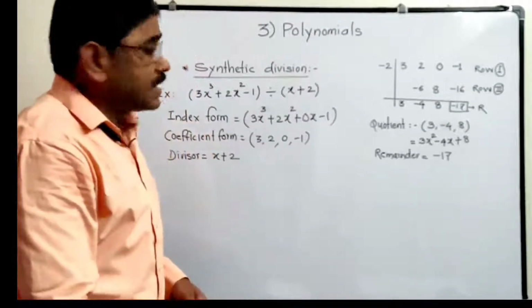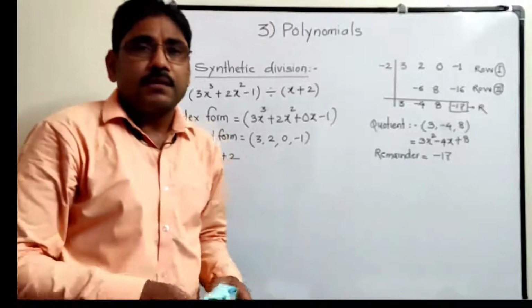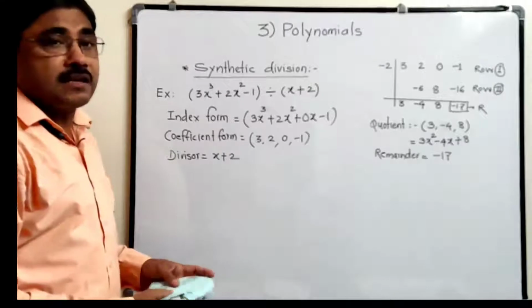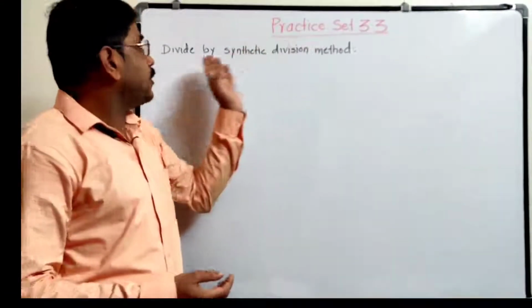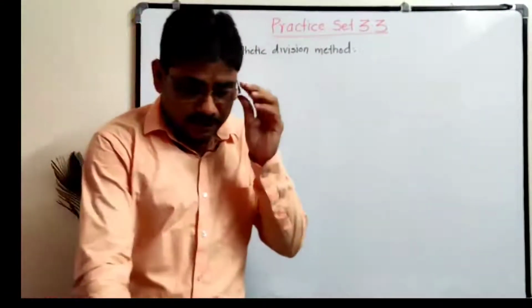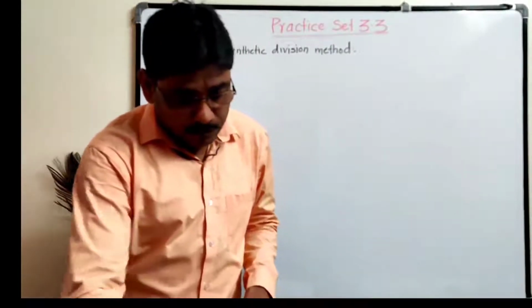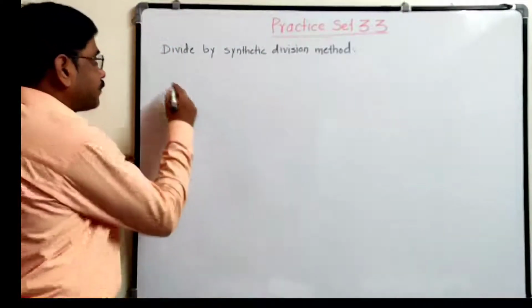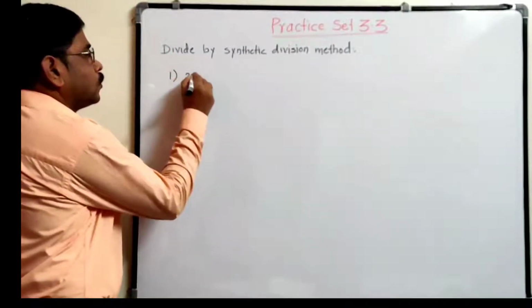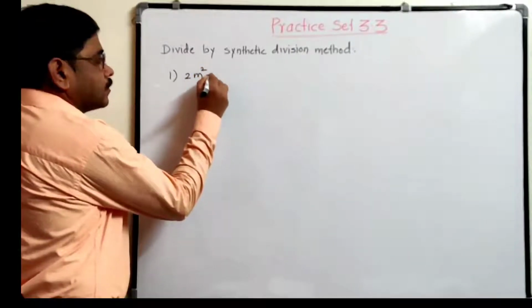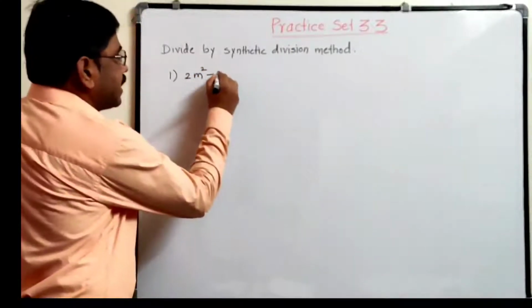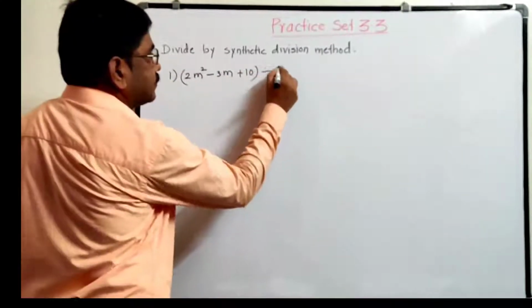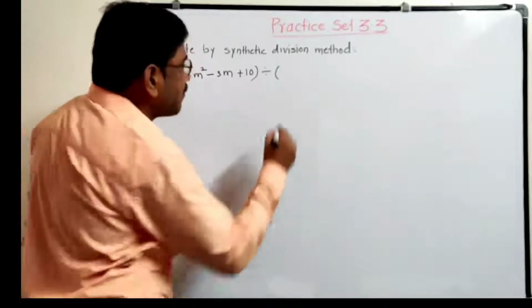In this practice set 3.3, we have to divide using this method, synthetic division method. Let us see practice set 3.3, divide by synthetic division method. So here first sum is 2m square minus 3m plus 10 divided by m minus 5.